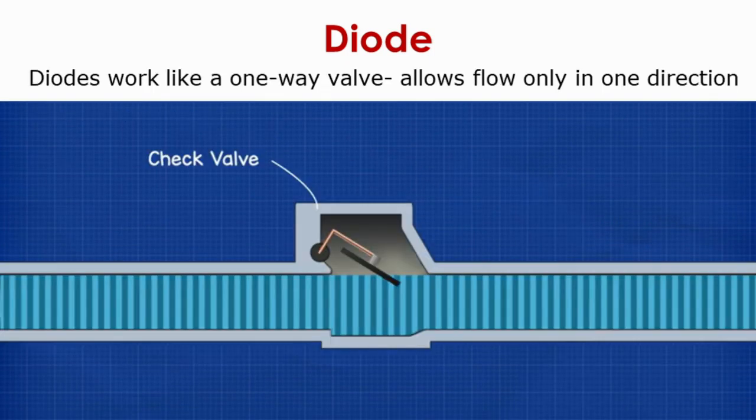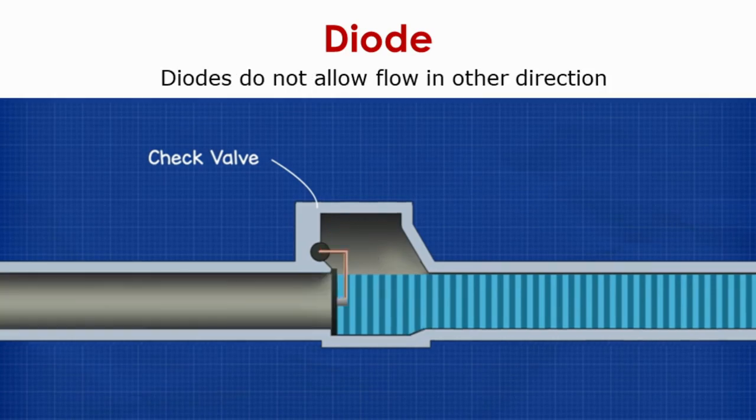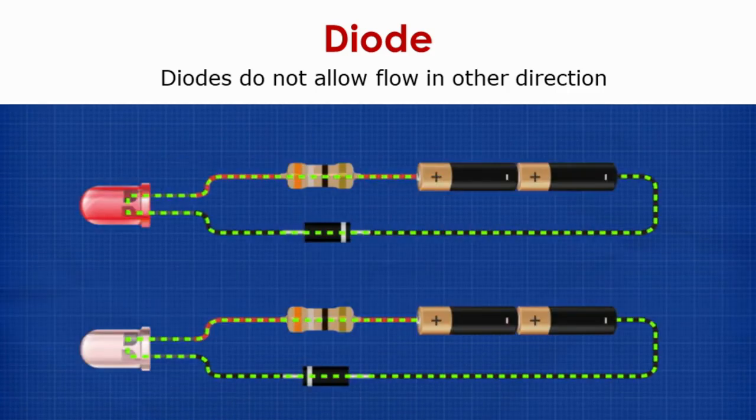So diodes work like a valve. You can see that there is a valve here. Water flows from left to right because the valve can open. But when the valve gets closed, the water cannot go back from right to left. Similarly, the diodes protect from the reverse current. In this case, the LED on the top is working properly because the diode is connected appropriately. If we put the diode the other way, it will not allow the current to flow, so the LED will not glow.